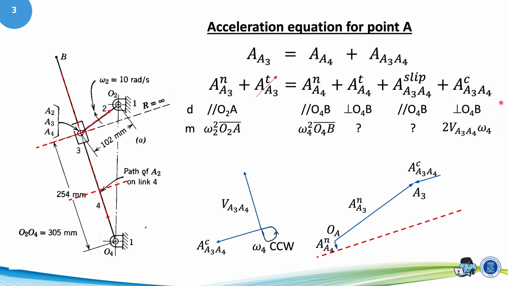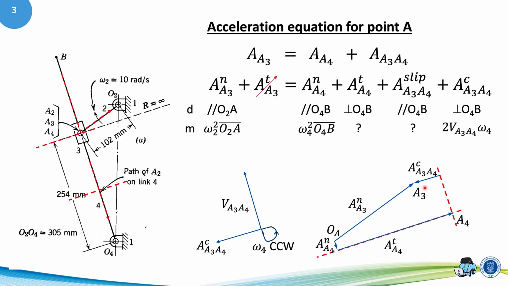Why do we draw the Coriolis first? Because if we draw the AA3A4 slip, we do not know where to start the direction of the AA3A4 slip. That's why we draw the Coriolis acceleration first. And you can see AA3 normal and also the Coriolis are separated by the equal sign. That's why in the polygon you can see the head of the vector of the AA3 normal meets with the head of the vector AA3A4 Coriolis. And finally, we can draw the direction of the AA3A4 slip.